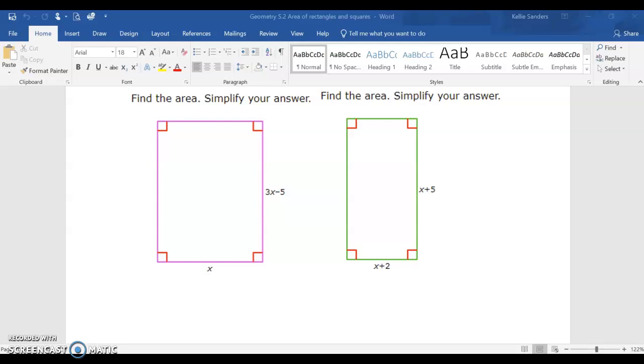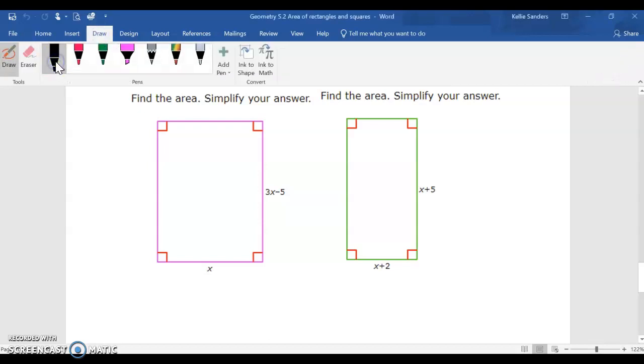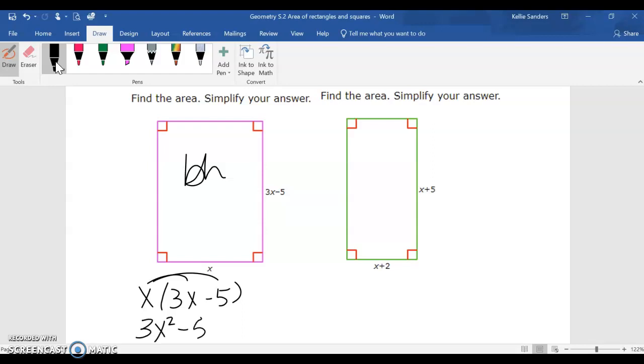We're going to find the area, simplify your answer. So these are rectangles. So the area of a rectangle is base times height. So x times 3x minus 5. Then you would distribute. X times 3x is 3x squared. X times negative 5 is negative 5x. These are not like terms, so that would be the area.